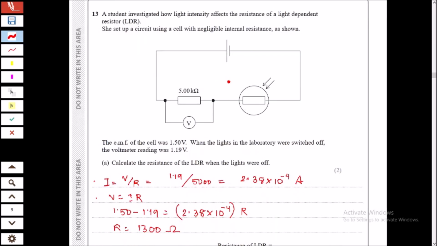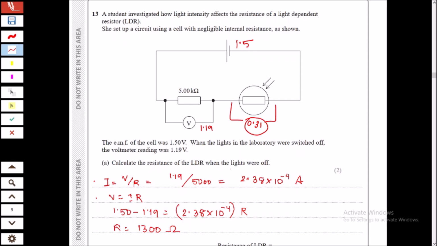Okay. So we have an LDR, a power source, a resistor, and a voltmeter. The EMF of the cell is 1.5. Okay, the voltmeter reading was 1.19. So the voltage across the resistor is 1.19. So we can easily calculate the voltage across the LDR, that is 0.31.